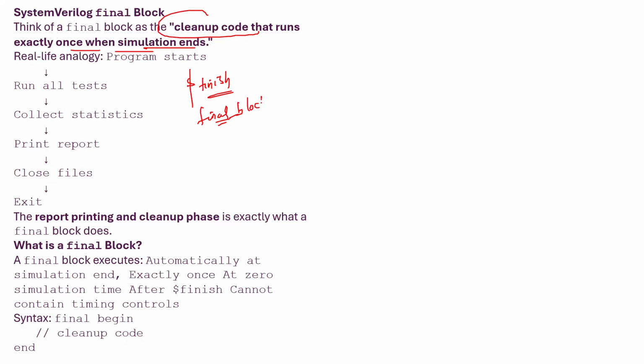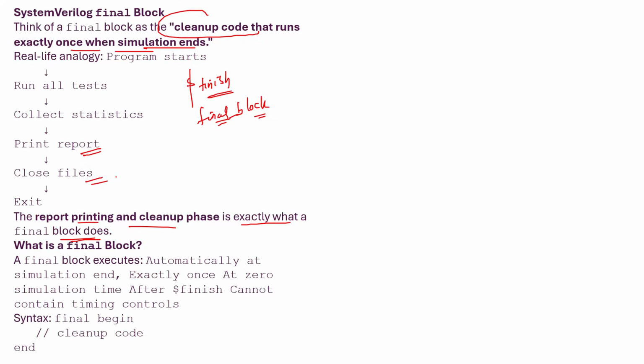Okay, so this block will clean up any codes that are there, cleaning up and then reporting. That report, printing and cleanup phase is exactly what the final block does. Cleaning up means, like in UVM we have some cleanup phases, where reports take place. That means it will run all the tests, collect the statistics, print the report, and close the files. That is the cleaning up.